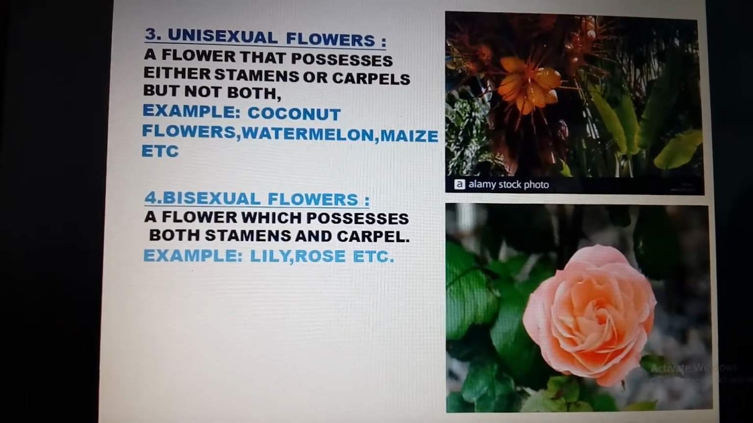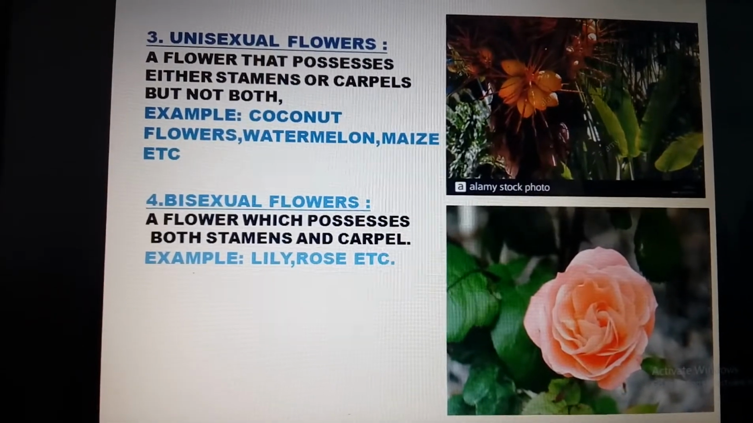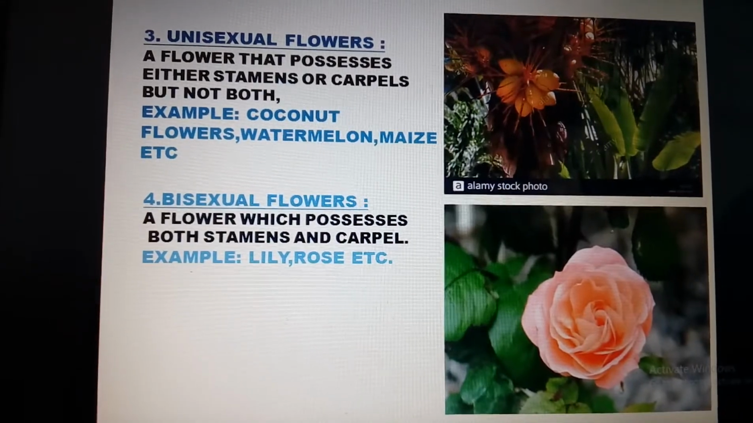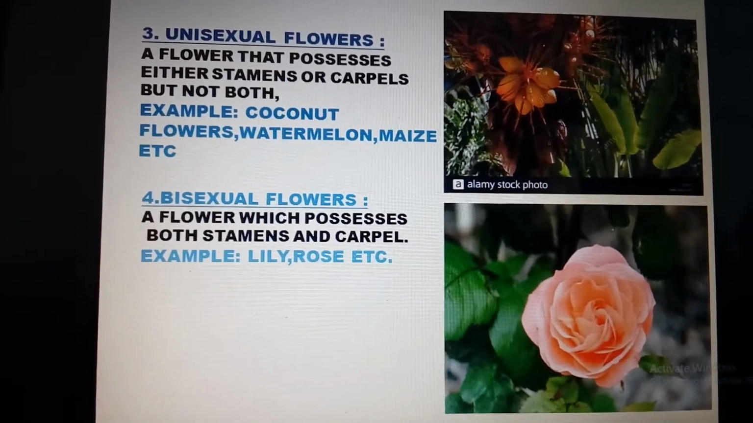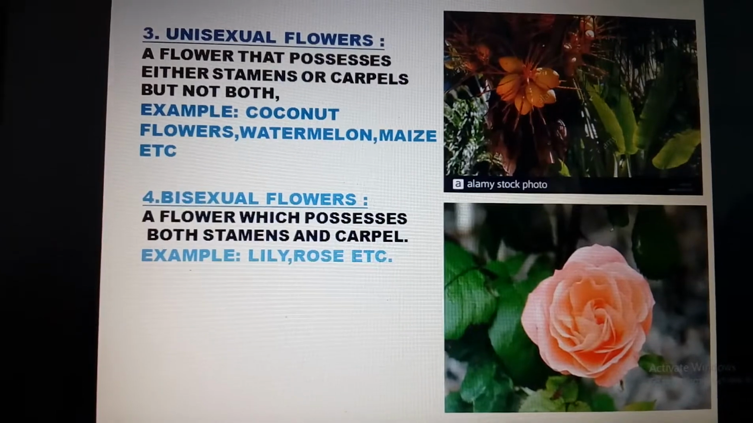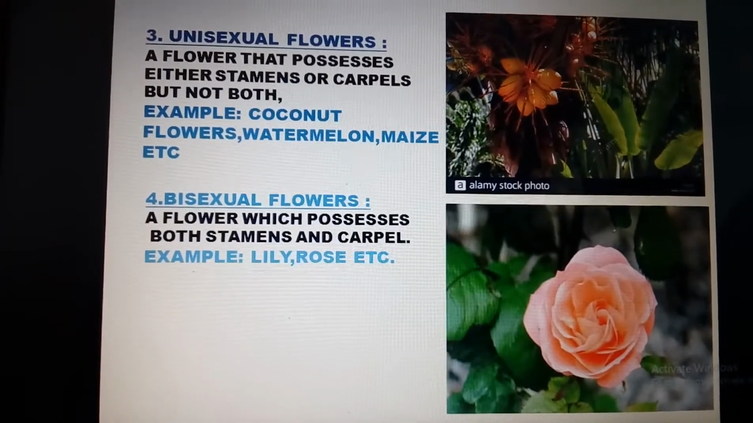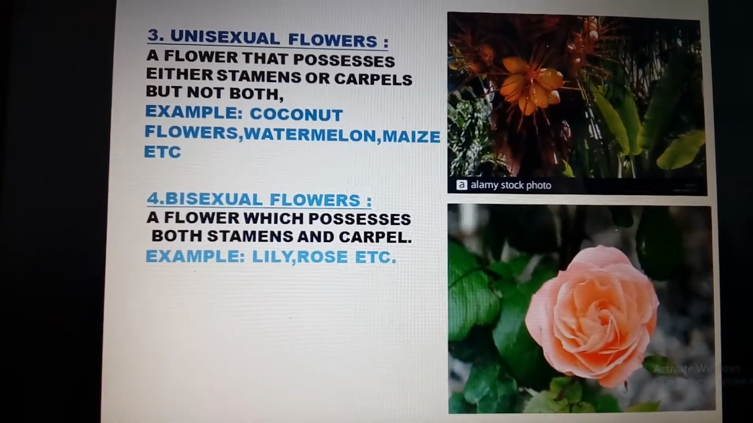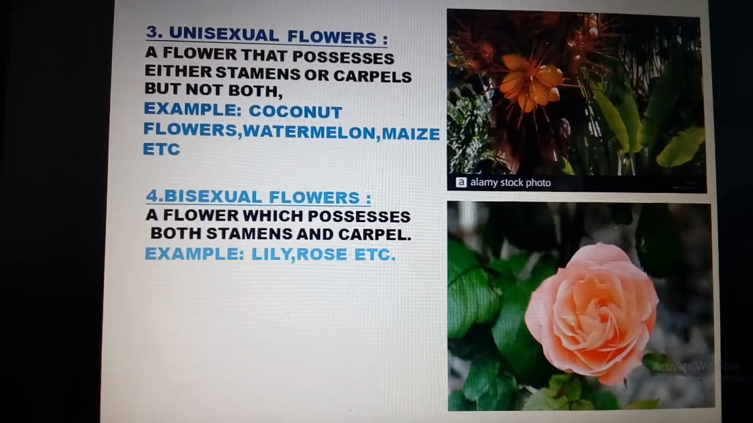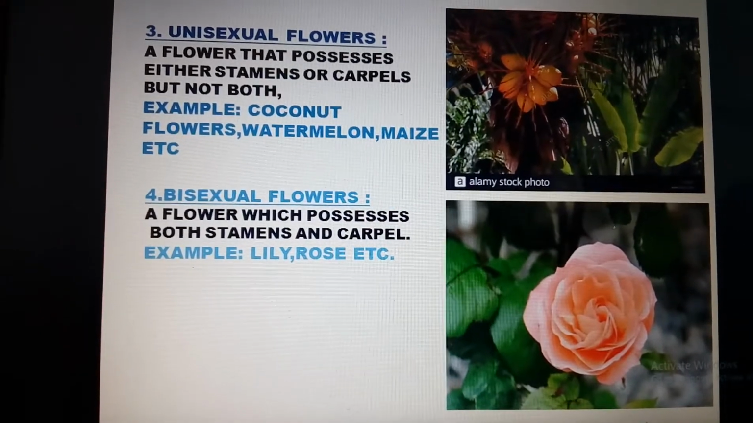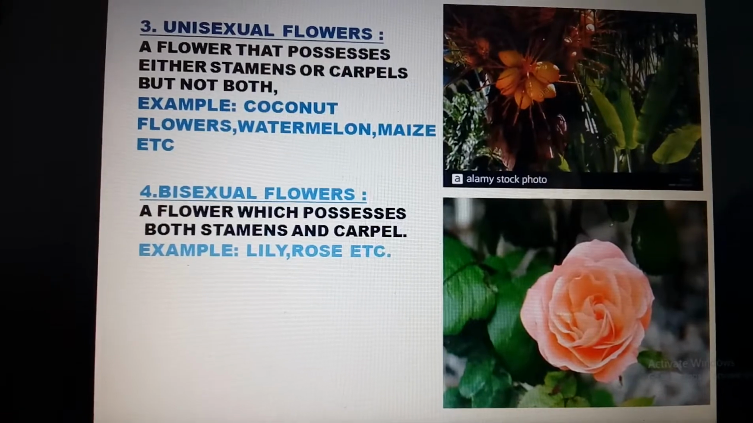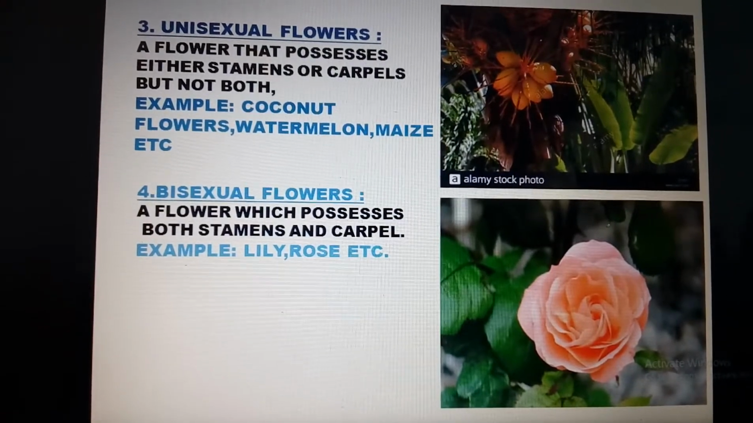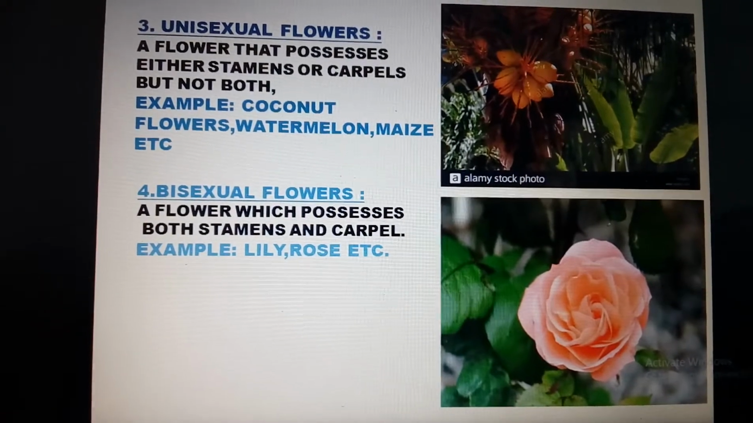And the last category that you will study is the bisexual flower. Bi means both. That is a flower which possesses both the stamen and the carpel. That means this flower has both the sexual organs. So in the picture you have seen the rose. Examples are lily, rose, etc., which can be considered bisexual flowers.